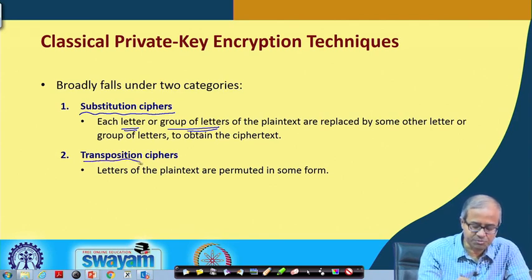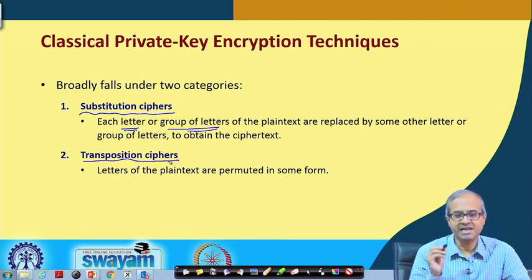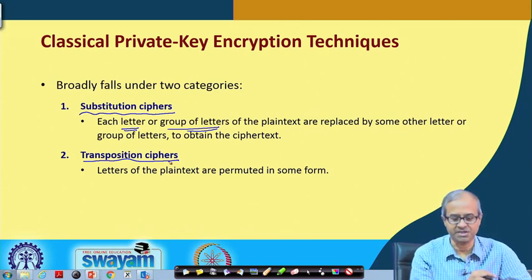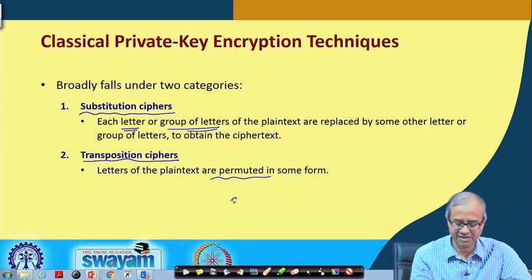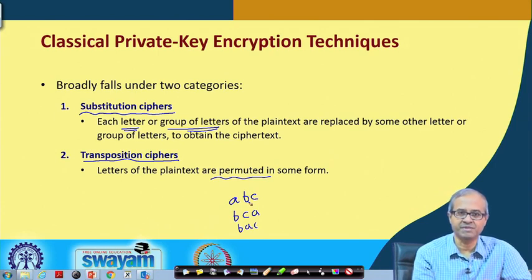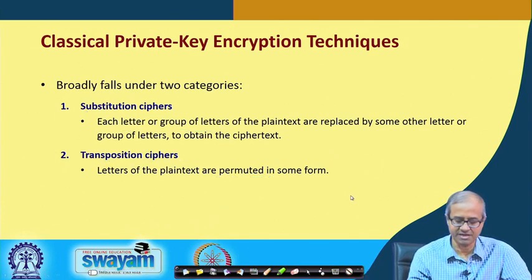And in transposition cipher, the letters are not replaced by anything, just the order of the letters is mixed up. They are permuted, some kind of permutation. For example, if my letters are A B C, I can make it B C A or B A C or something. This is called permuting the order of the letters. Okay? So, let us see some of the classical techniques.